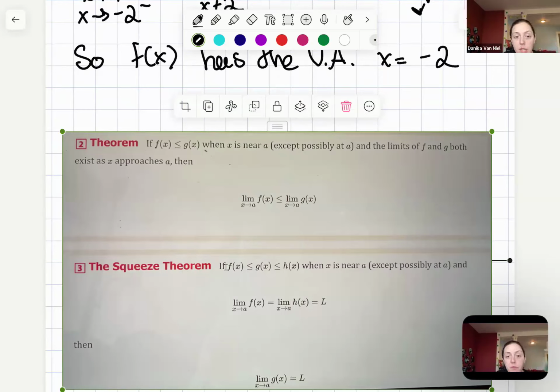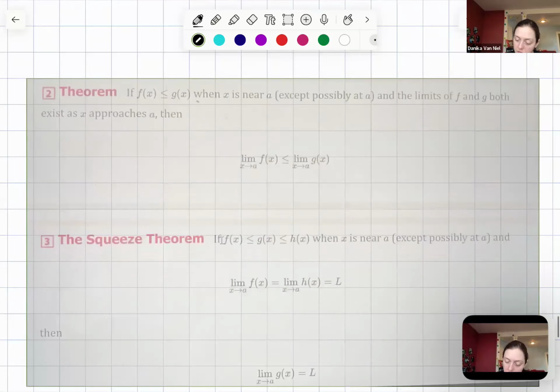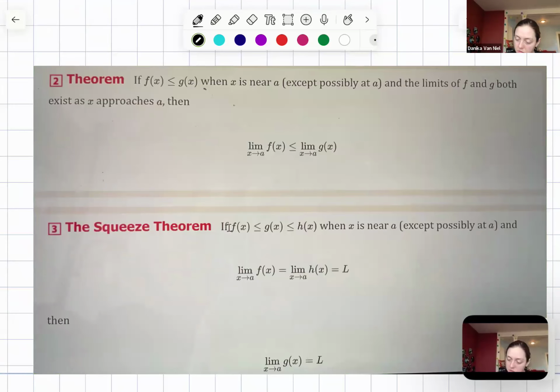So these are two very important facts. Theorem is just a really fancy word for an important fact. So let's focus on the first part first.